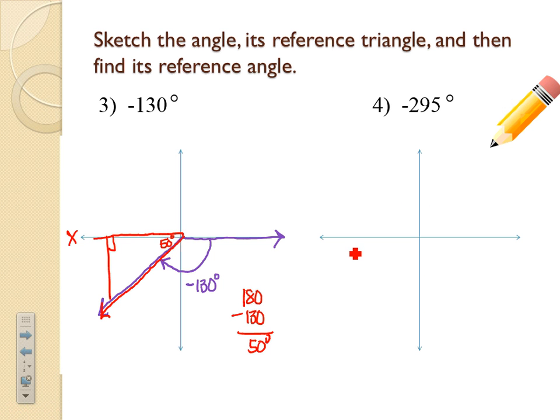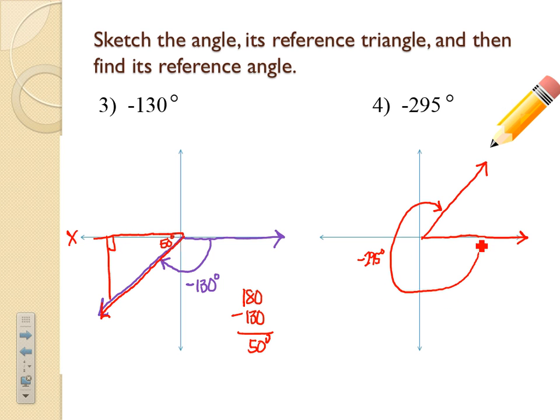Okay, let's try negative 295. So start at my initial side, go down 295. So I want to go all the way around to about right there. Okay, this would be a negative 295-degree angle.